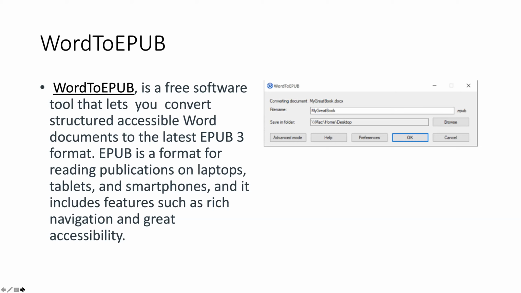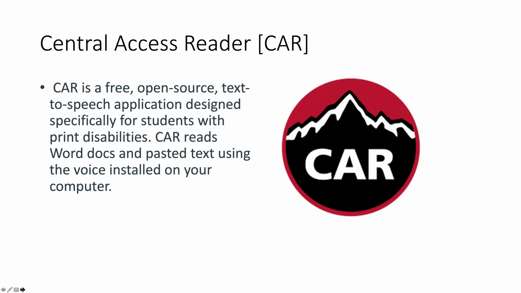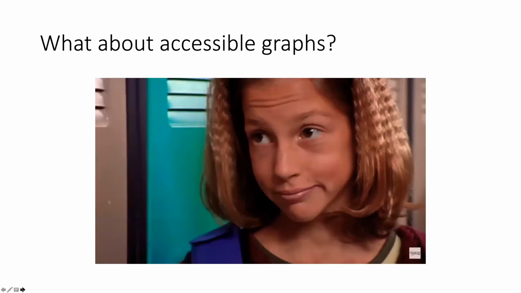So I use Central Access Reader, which is free. I use it to proof listen to things. It really is a one-trick pony. All it does is read out Word documents that have math in them. That's all it'll do. And it also lets you create MP3s out of the math that it reads. So when I'm creating math in MathType, I use Central Access Reader to proof listen to it to make sure I haven't made any mistakes.